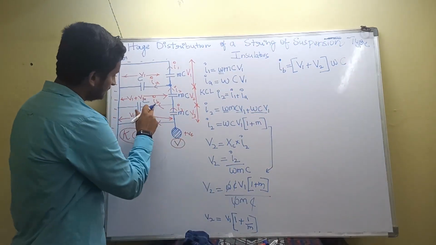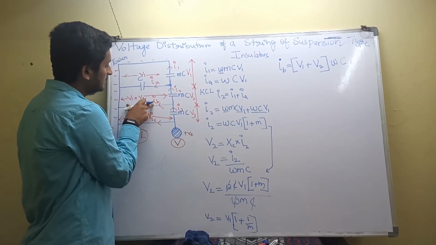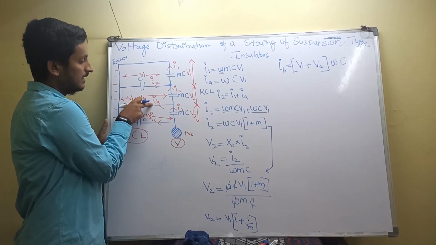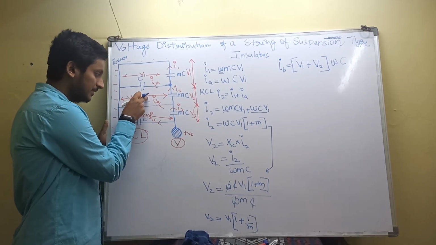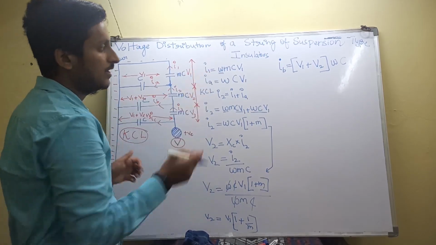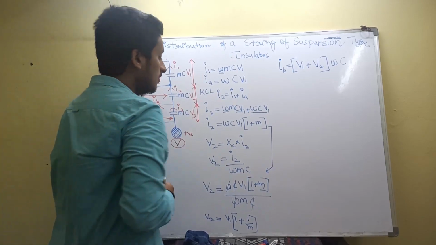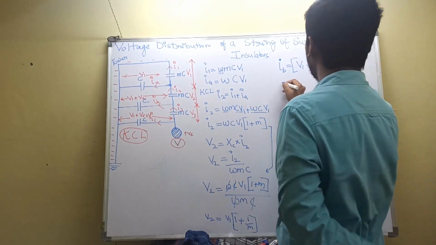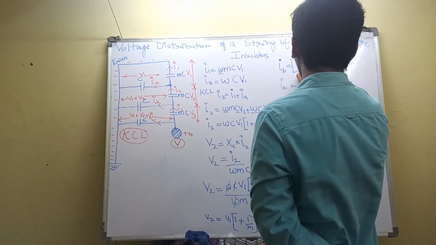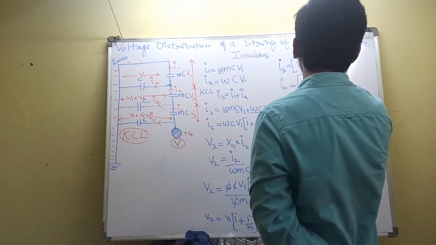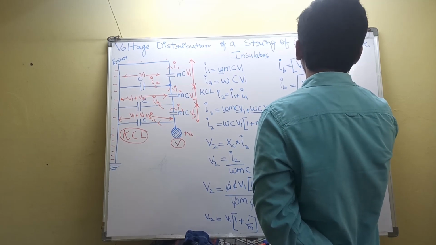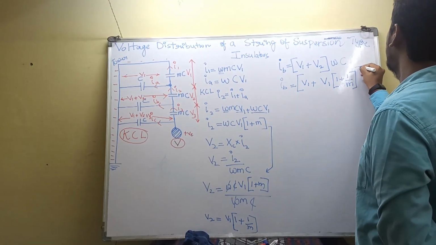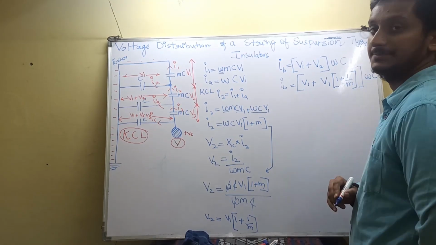Why? Because you see, IB is V1 plus V2. So what I did, the current is equal to V1 plus V2 into this capacitor. That is what I have written there. Now take this value and substitute here. What you will get? IB is equal to V1 plus V1 into 1 plus 1 by m into omega C.